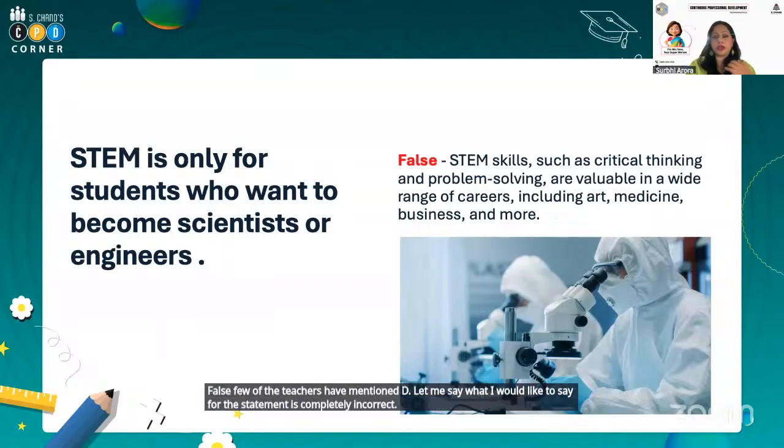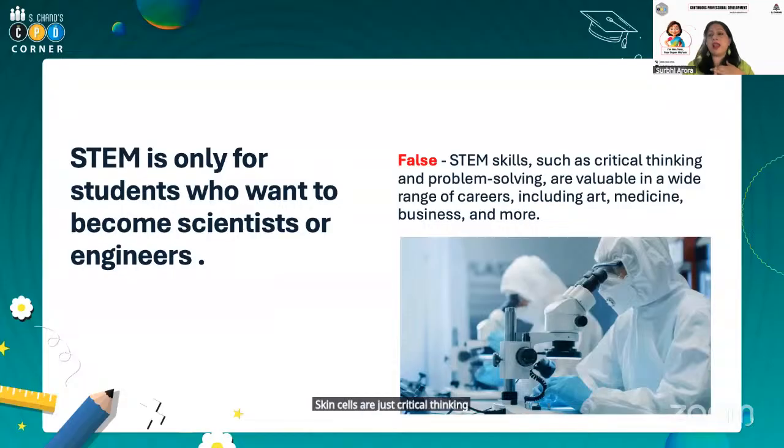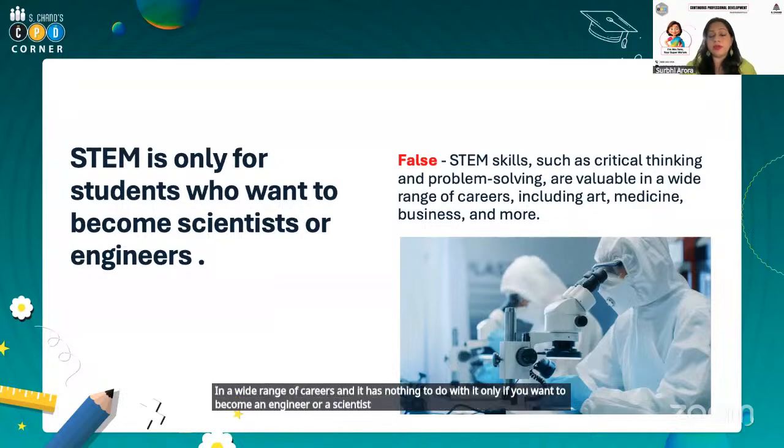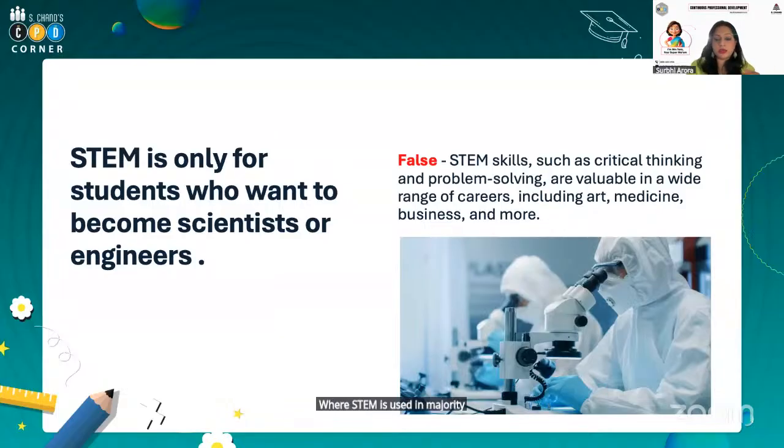Skill sets such as critical thinking are valuable for everyone in a wide range of careers, and it has nothing to do with the idea that only if you want to become an engineer or a scientist, you will go into STEM education. No, it's not at all related. I will just show you certain careers after a while where STEM is used on the majority of platforms. So we'll talk about it.